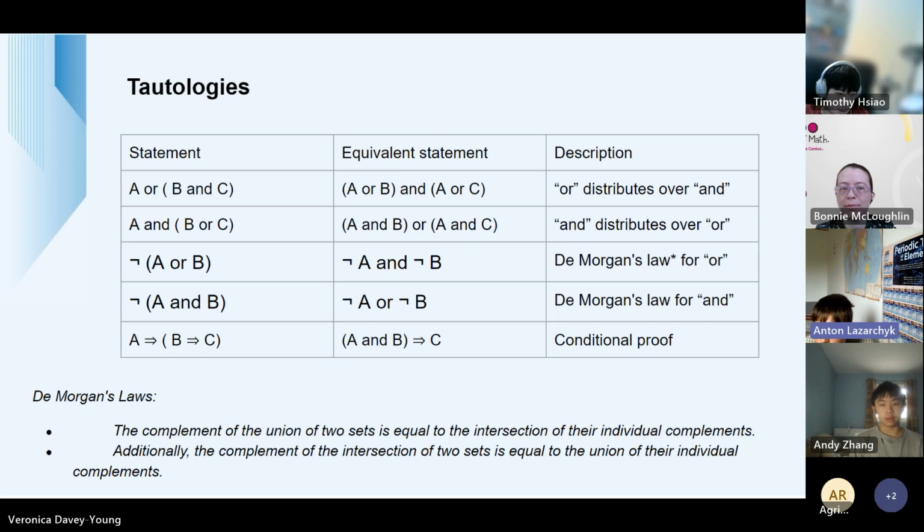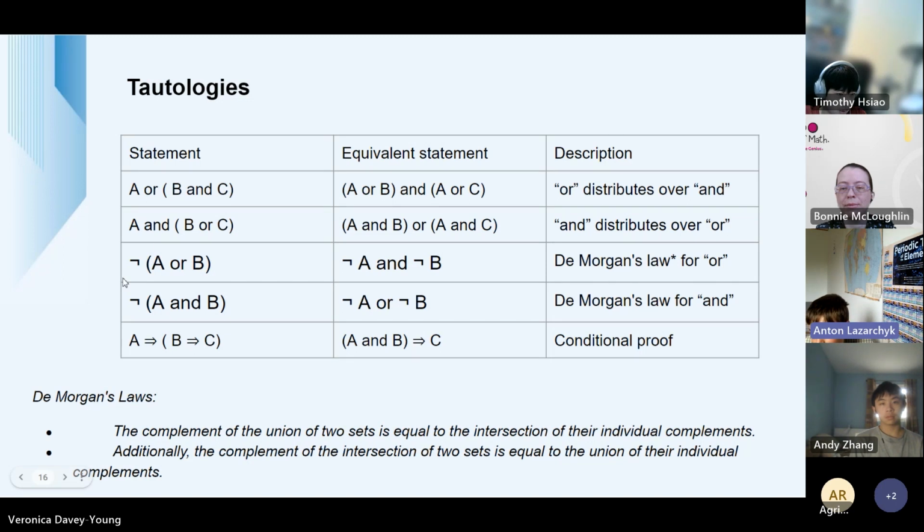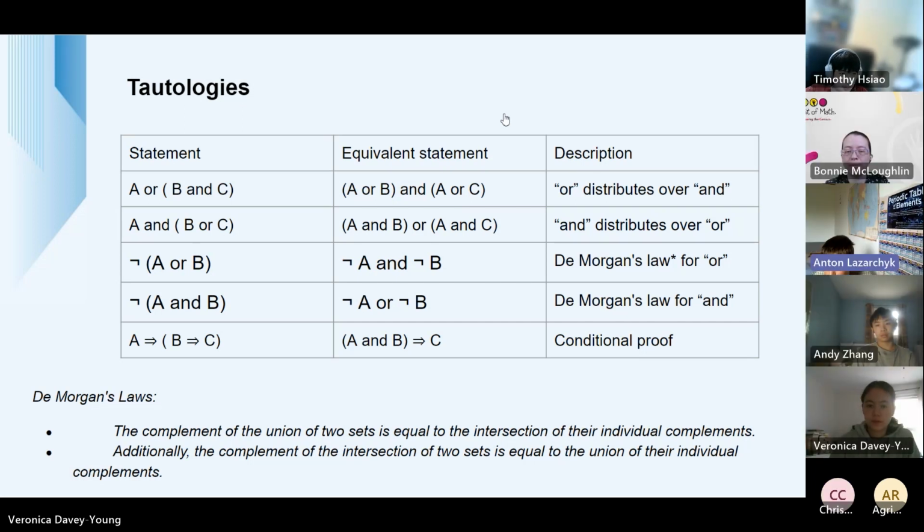Tautologies. So here you can see a list of statements. For example, A or (B and C) is equivalent to (A or B) and (A or C). This, for example, means that or distributes over and. And you can also see De Morgan's laws. For example, not (A or B) is equal to not A and not B. So De Morgan's laws: the complement of the union of two sets is equal to the intersection of their individual complements, and the complement of the intersection of two sets is equal to the union of their individual complements.